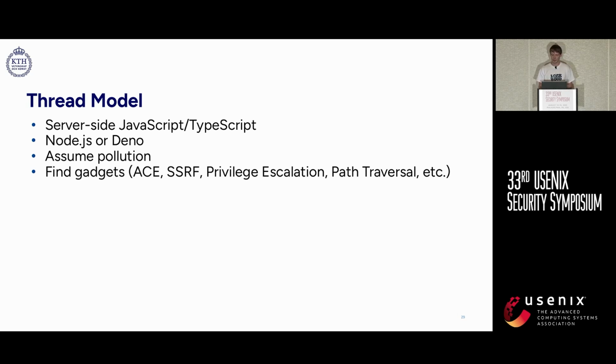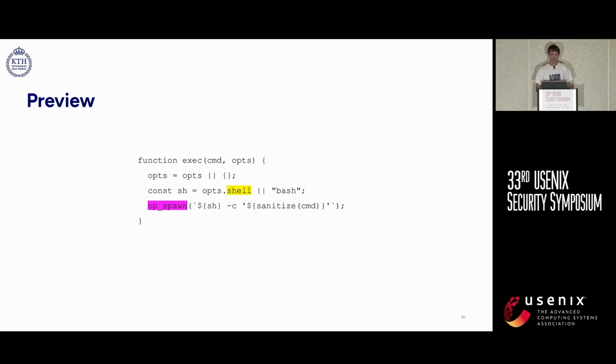Again, our goal is to find gadgets across a wide variety of use cases, such as arbitrary code execution or server-side request forgery. Just to reiterate, what we're trying to do here is find undefined property reads, such as shell in this example, and we want to know whether it flows into security-sensitive APIs, such as spawn in this example.